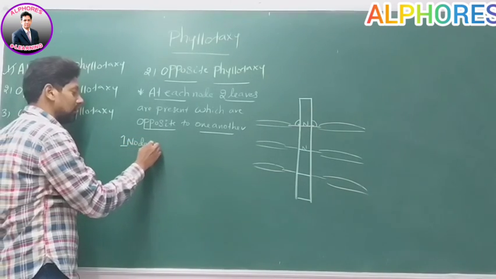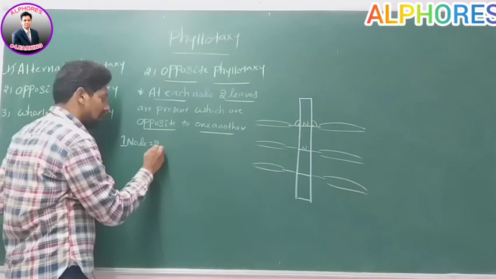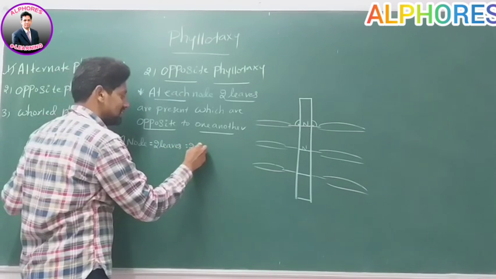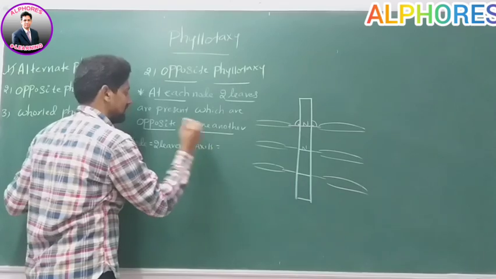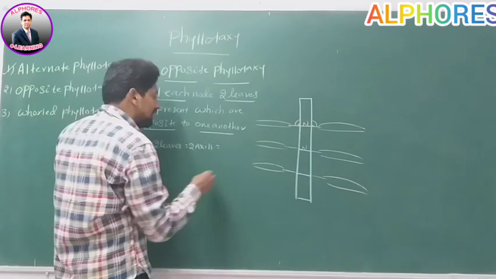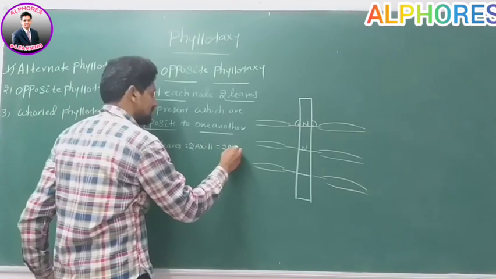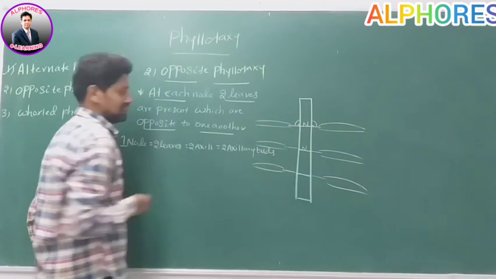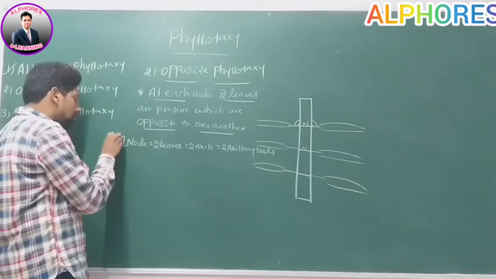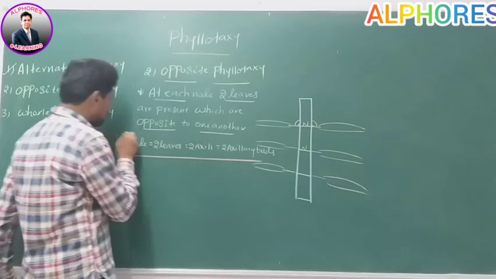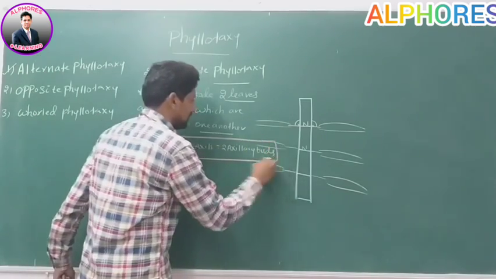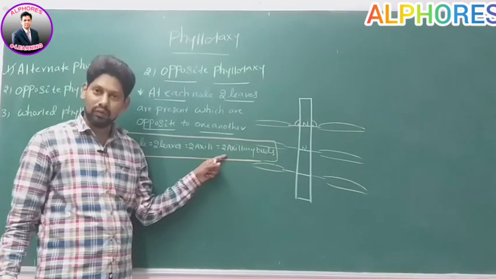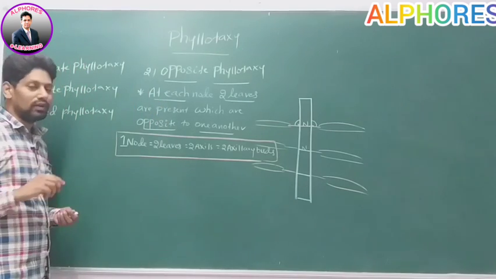Therefore, in case of opposite phyllotaxy, each node with how many leaves? 2 leaves. 2 leaves means how many axils? 2 axils. 2 axils means how many axillary buds? 2 axillary buds. Therefore, in opposite phyllotaxy, one node contains 2 axillary buds. Yes or no?